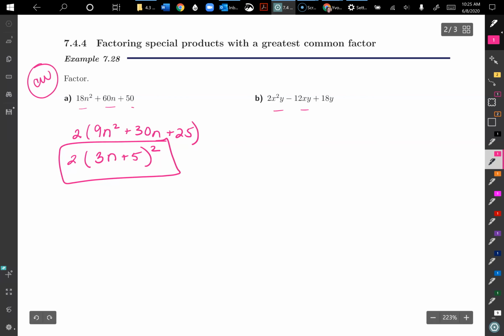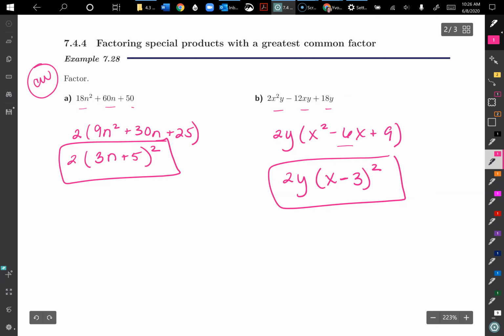Same thing for here. If you look, you can pull out a greatest common factor, 2y, and that leaves us with x squared minus 6x plus 9. We have 2 squares on the ends. If we take the square root of each of those and double it, then we will have a perfect square trinomial. So I know I can factor that. But be careful here. I have a middle term that's negative, so I'm going to do x minus 3 all squared for that one. And again, do your checks, verify it, make sure you get what you started with.